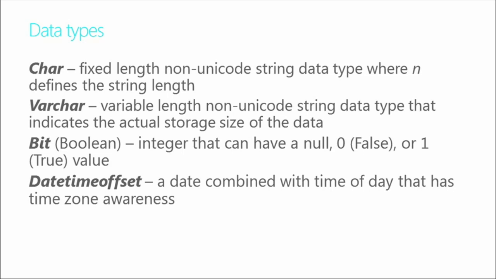Another data type is a bit. Sometimes you'll see it as a Boolean. This is often just going to return a 0, which is false, or a 1, which is true.